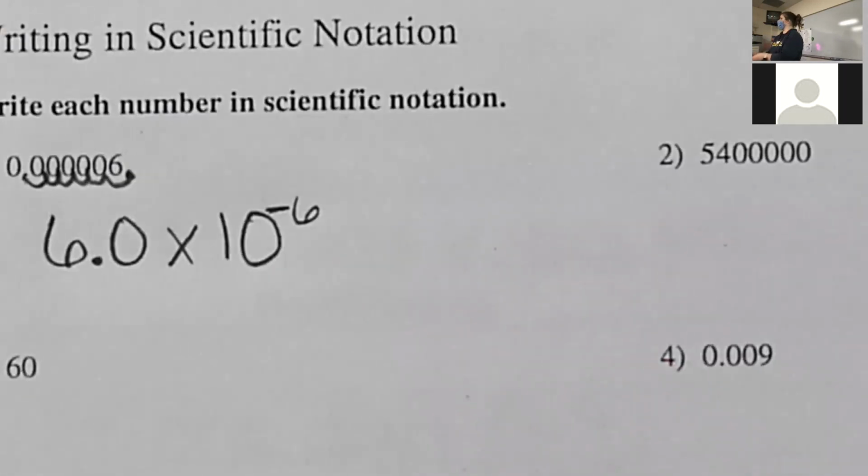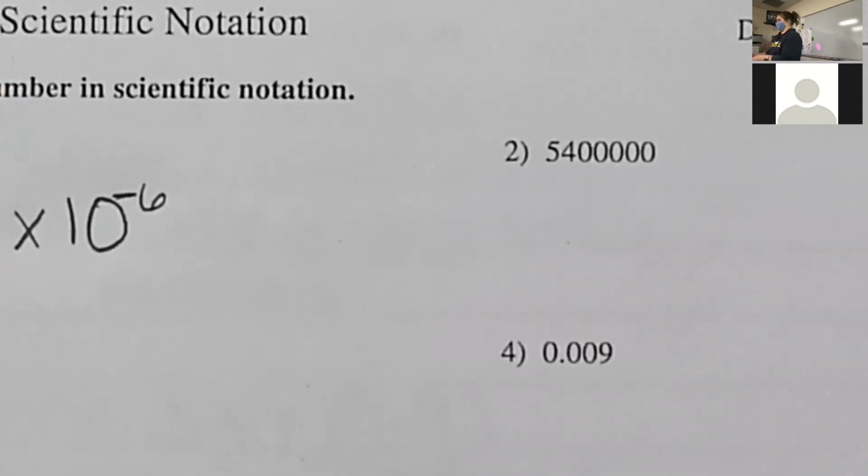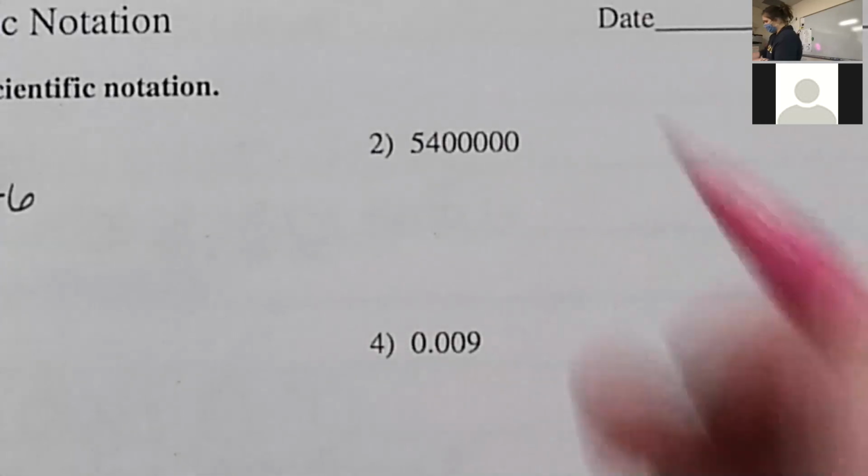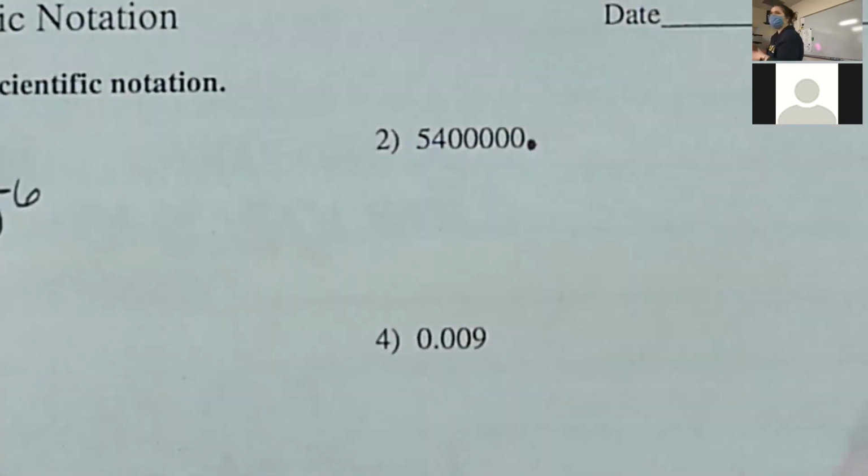If that helps you think about it, sure. Okay, let's try the next one. Number 2. Where's the decimal on number 2? It's on the right, right? It's invisible right now. Yeah, it's not shown, but it's there, right? So draw that in first.